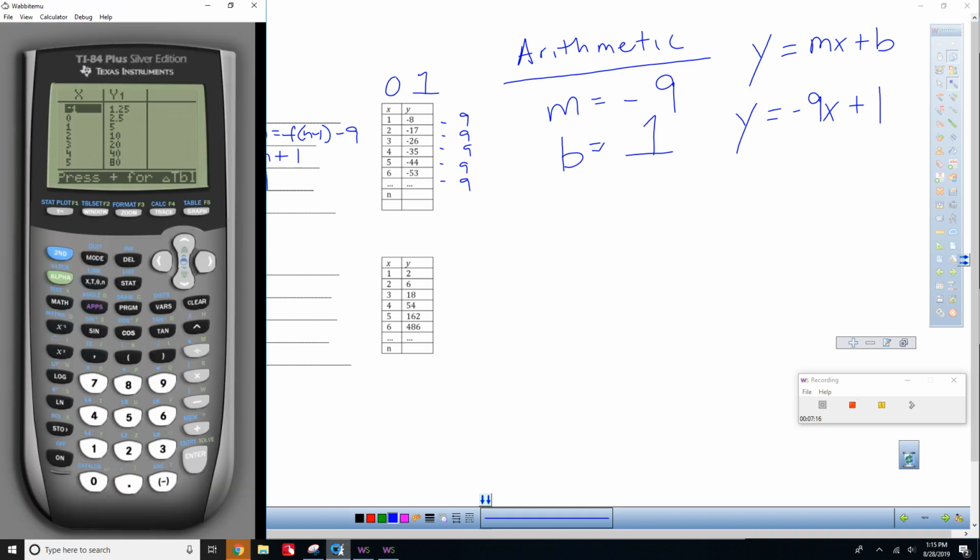Calculator, y equals clear, -9x plus 1. Second graph, get me the table. Boom, lines up perfectly. If you were wondering about the 6, just scroll down and you can see that we have all of them right.